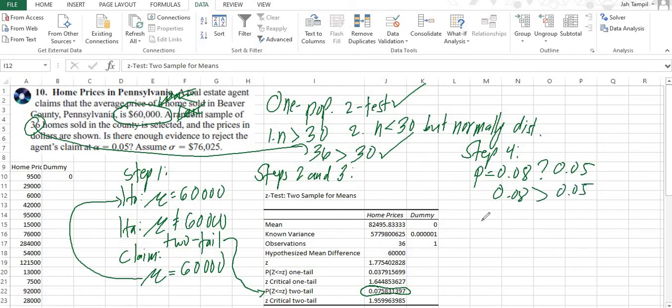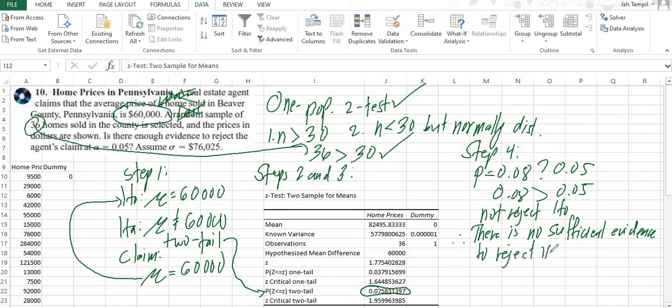Therefore, we will not reject our H0. Therefore, our conclusion should be there is no sufficient evidence to reject our null hypothesis. Therefore, the claim of the real estate agent should not be rejected. Maybe we can leave the answer here because the question is, is there enough evidence to reject the agent's claim? There is no sufficient evidence. So this is the answer to our problem.